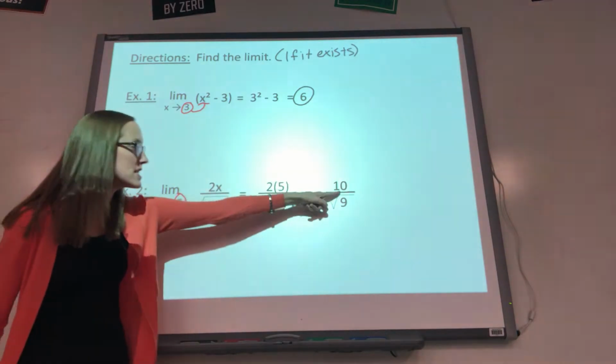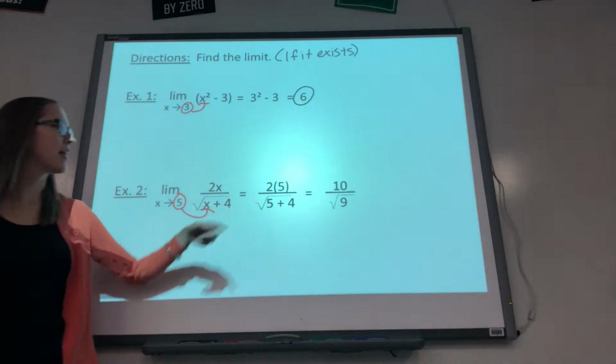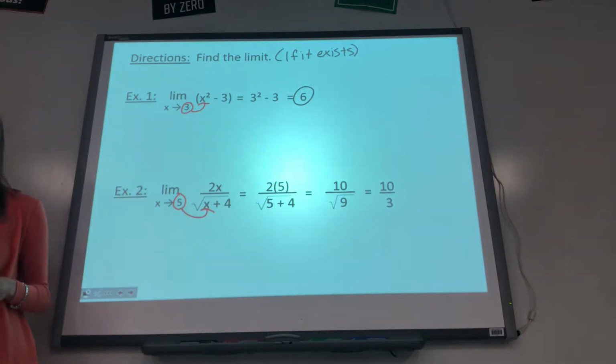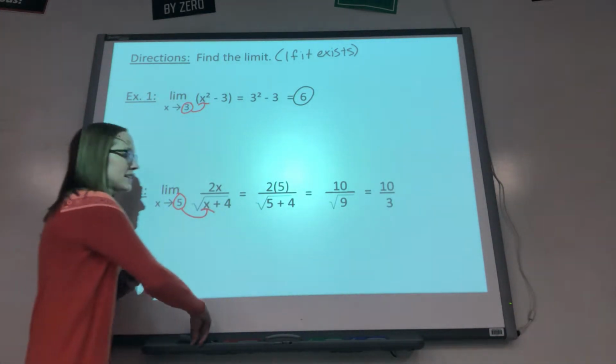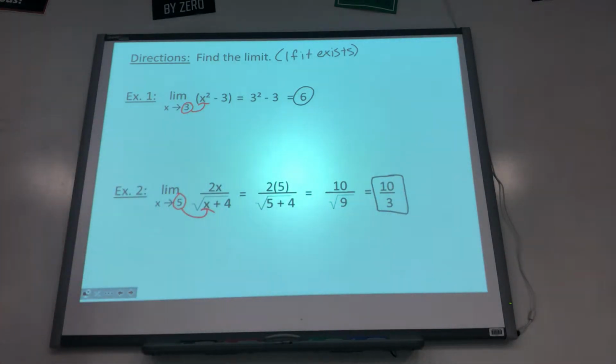Keep going. This is going to be a 10 on top. For the bottom part, square root of 9 is going to be 3. And you can't reduce that. I wouldn't even do a decimal here because it's not going to be a real nice one. So I would just leave that as 10/3. That would be hard to see on a graph. It would be hard to say from just a graph that you're approaching 10/3. So again, this is why we have other methods for finding limits.